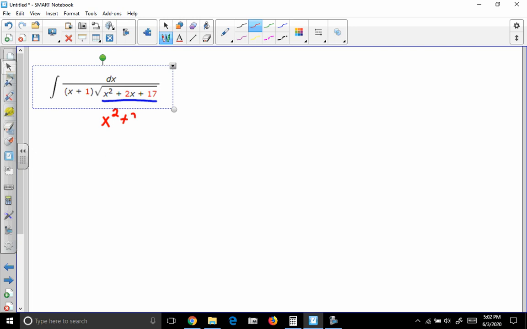So if we group the x squared and the 2x together, and then put the 17 over here, half of 2 is 1, 1 squared is 1. If we add 1, we also have to subtract 1 to keep it equal. So underneath that radical, we have, this is x plus 1 times x plus 1, so x plus 1 squared plus 16. So that's what's underneath our radical.